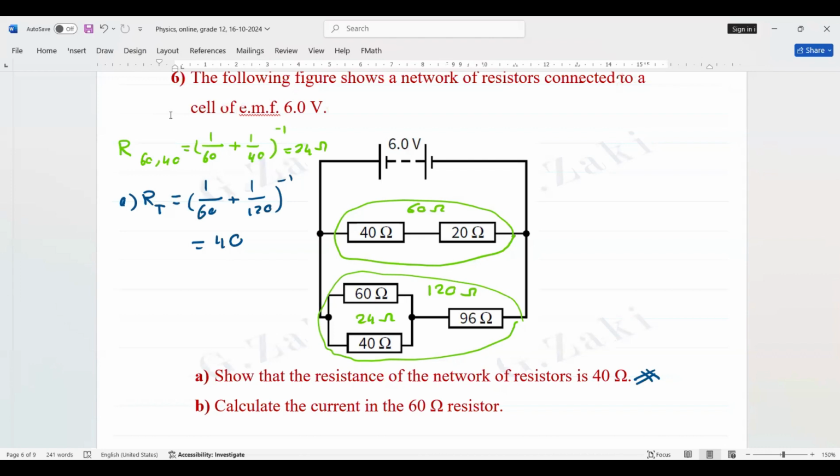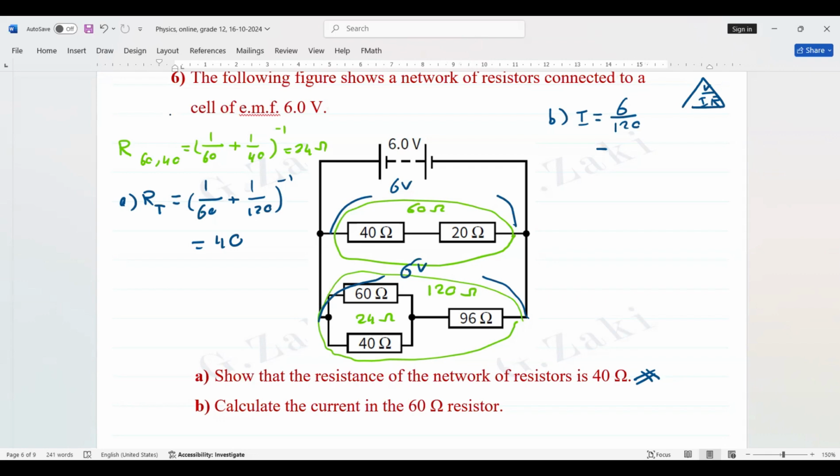The voltage here is 6 volt because they are parallel. Also, the voltage here is 6 volt. Then it is 6 volt, the total voltage. So in part B, we can get the current by using Ohm's law. V equals IR. Then the current in the second branch is V, which is 6 volt, over R, which is 120. Then 6 divided by 120 is 0.05 ampere.